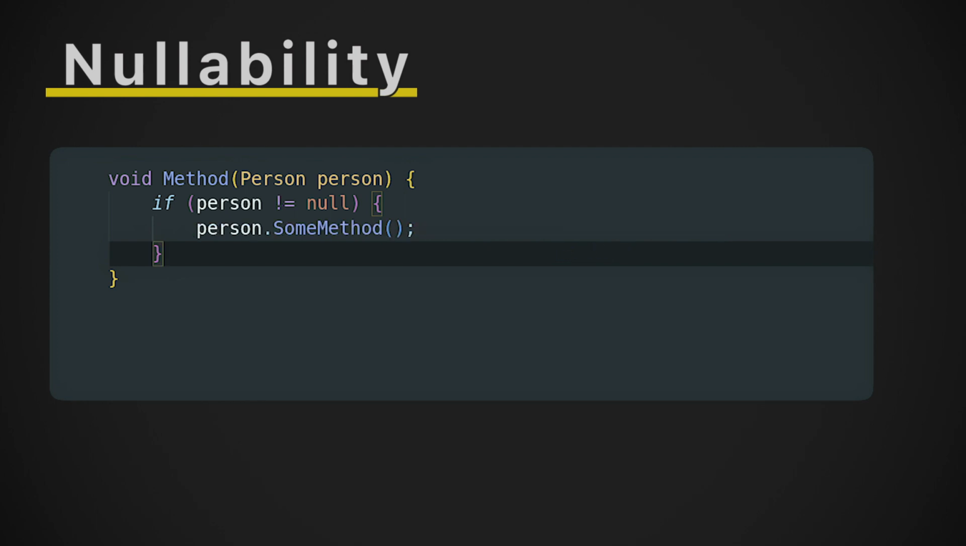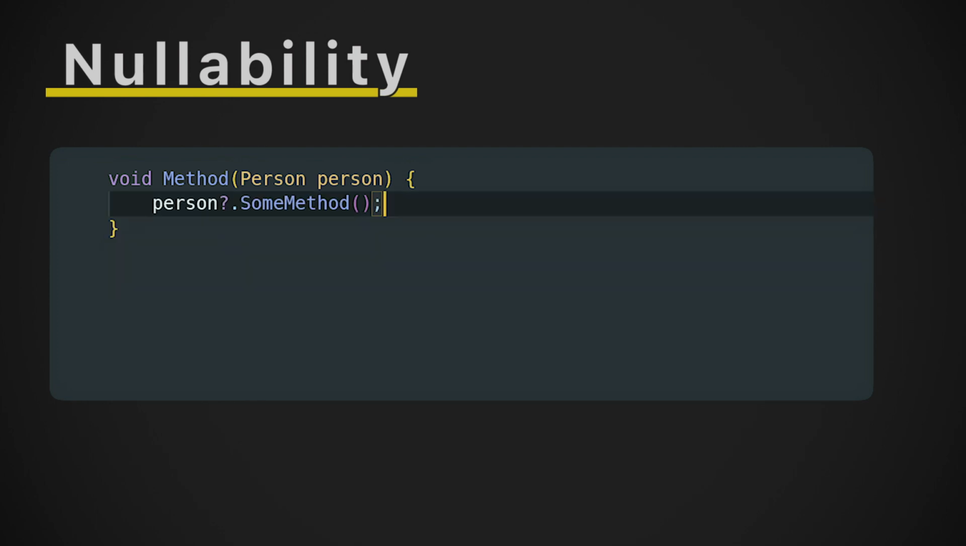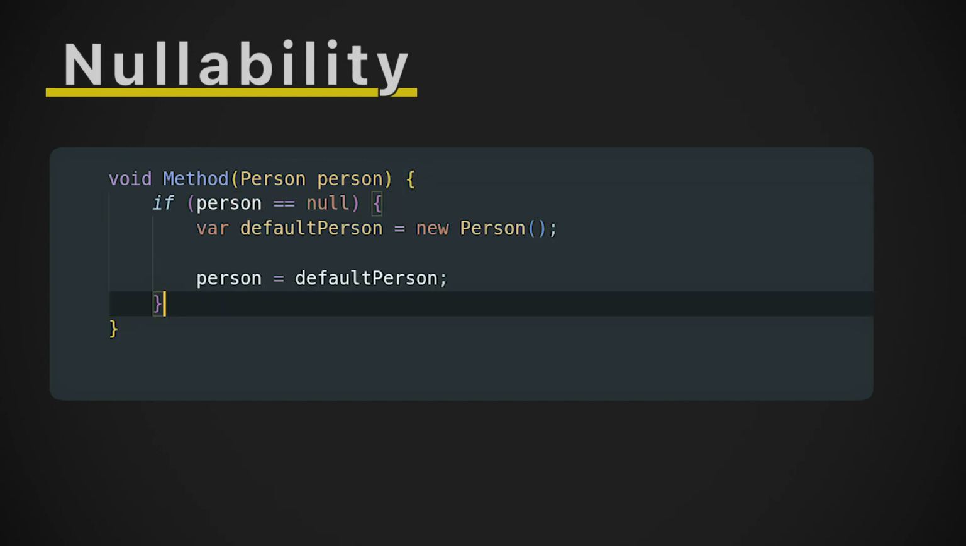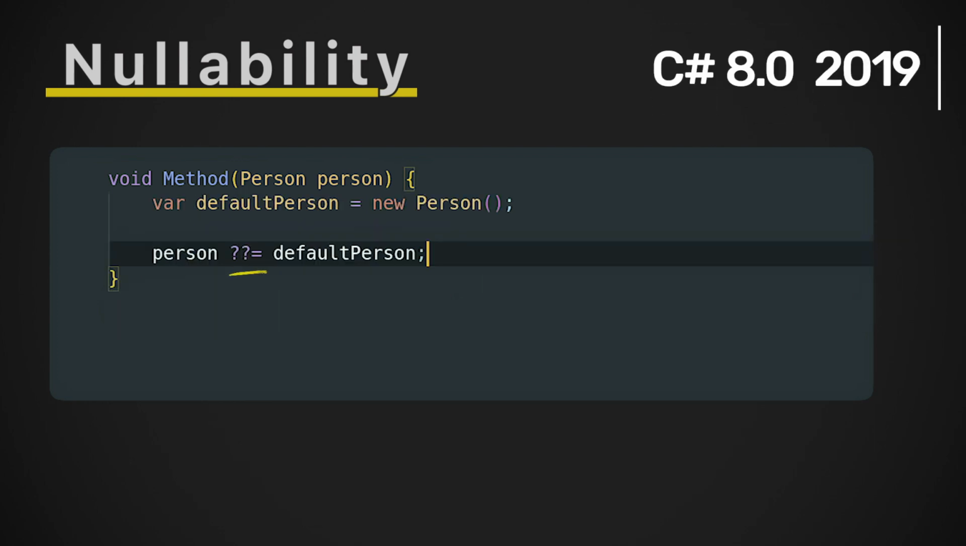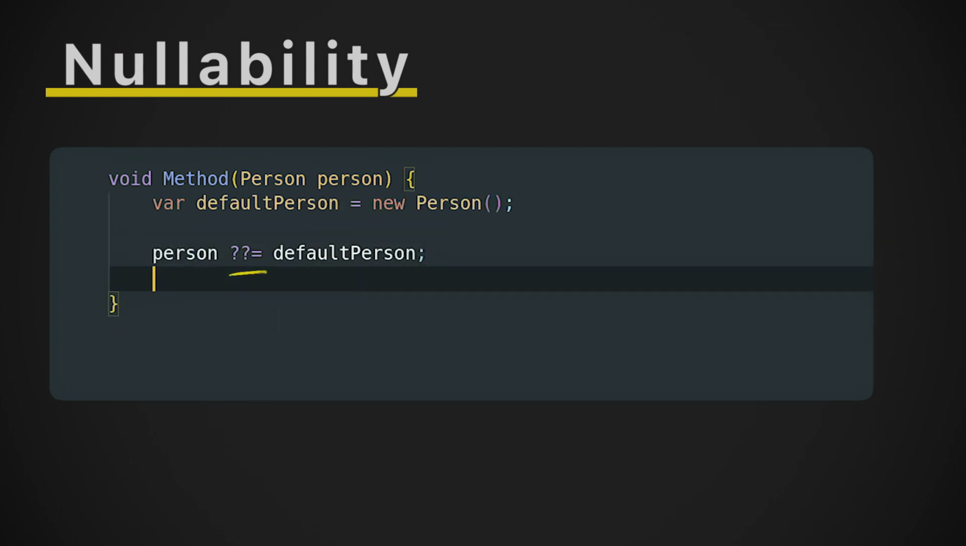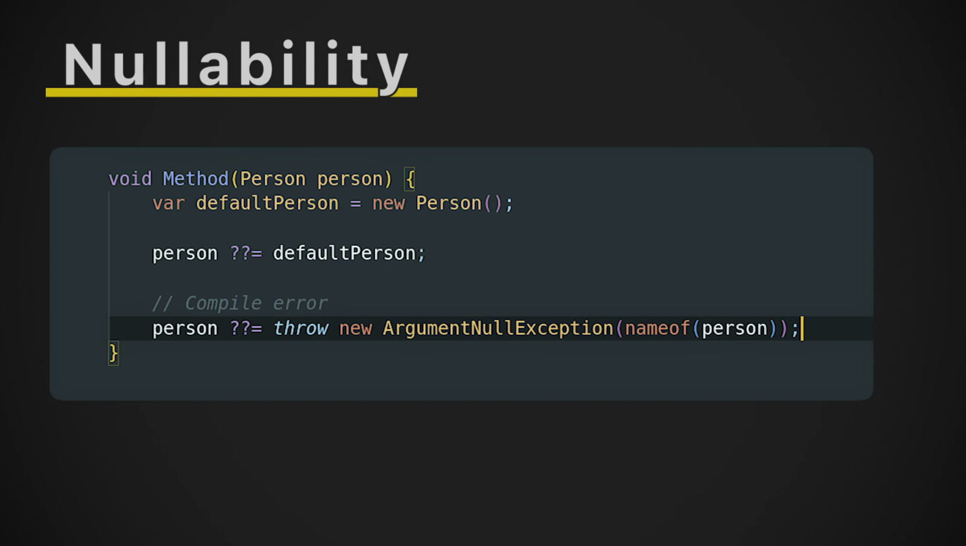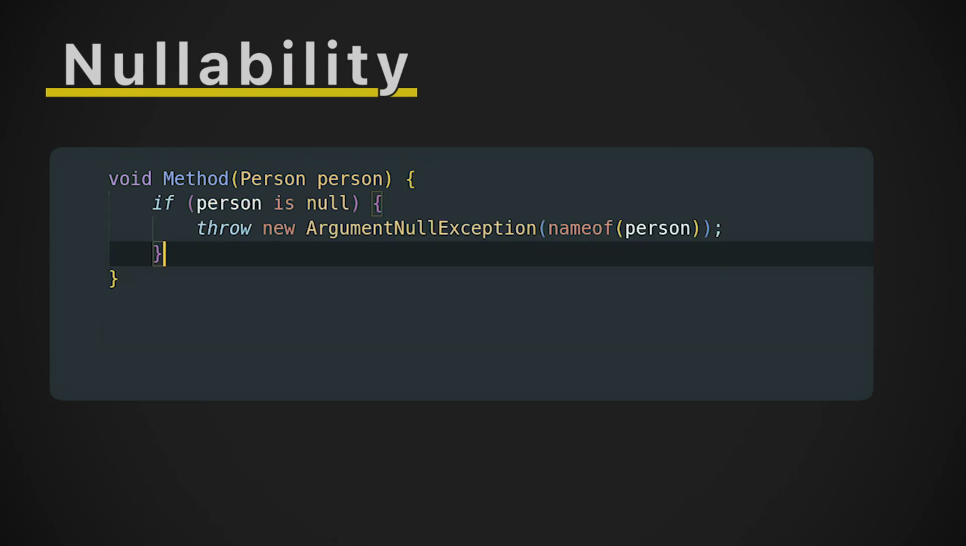If we're going to call just a method on the person object, we can use the null chain operator in C# 6. Studying C# 8, we can use the null coalescing operator, but we cannot use it in the throwing exception. We can rewrite the person null check with the is keyword.